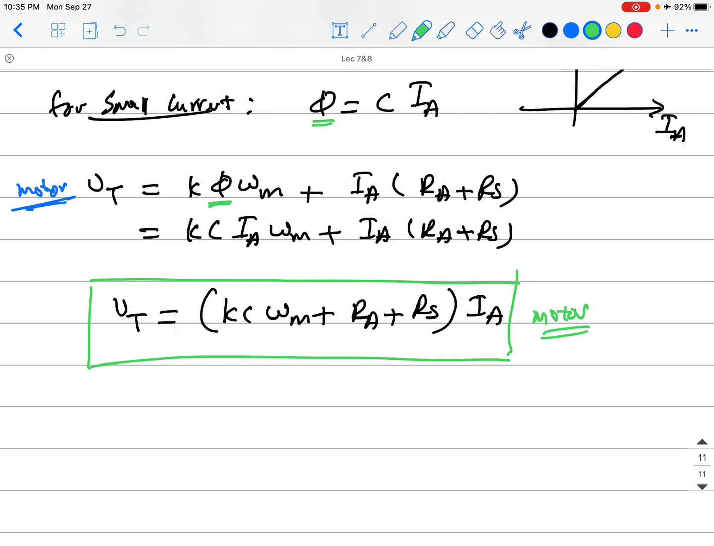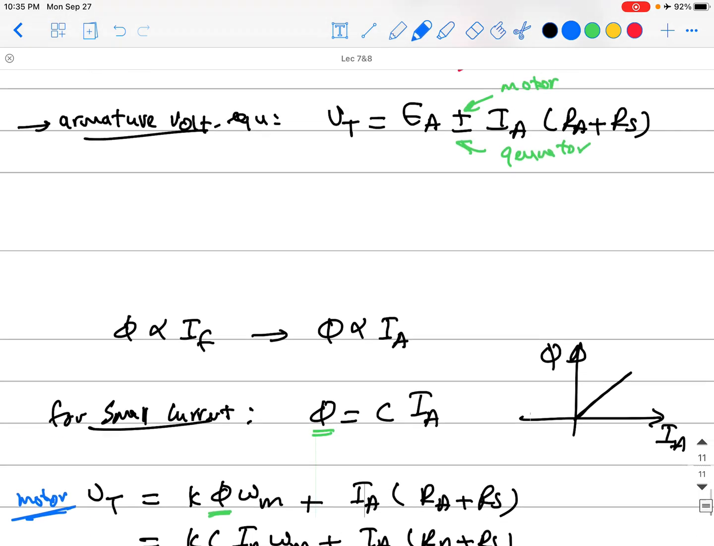For the generator mode, this plus is for motor mode. If it is generator mode, it will just be negative like this. That's simple.